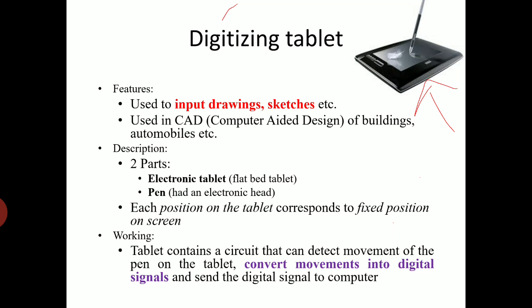When we move the pen at different points in the tablet, there's a corresponding position on the screen also. When you put a drawing in the tablet, it will be mapped to the screen. So suppose you sketch a building in the tablet, the similar sketch can be mapped onto the computer screen also.